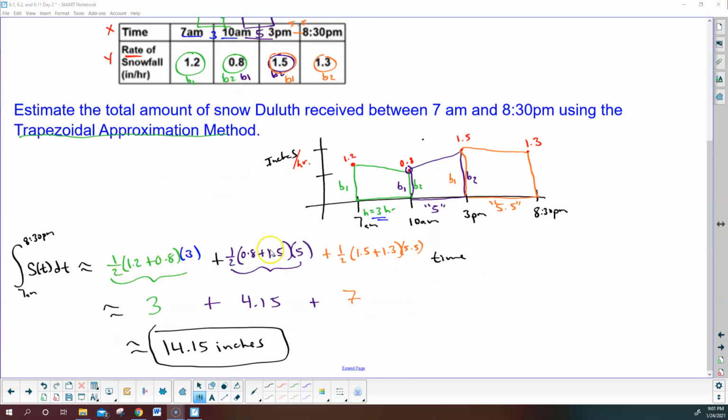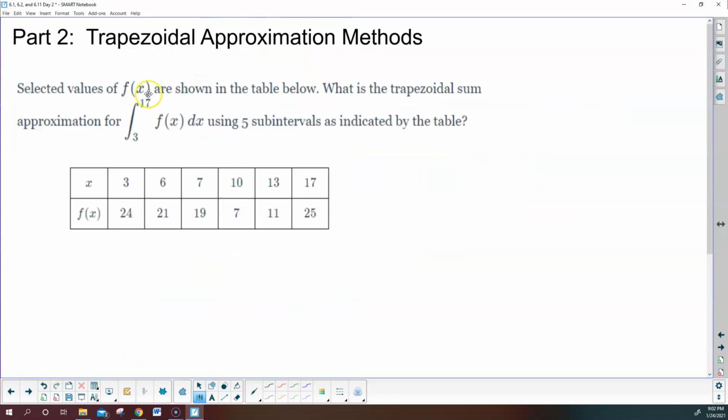All right, so once you find the area of each trapezoid here, you've got 3 of them, add them up, and remember what this is. This is the accumulation of snowfall. So we took the rates, and we found the area under the curve of the rates, and that gave us the total amount of snowfall in inches. Now notice this is an approximation method. That's why we use the roughly equal to symbol. All right, let's try another one.